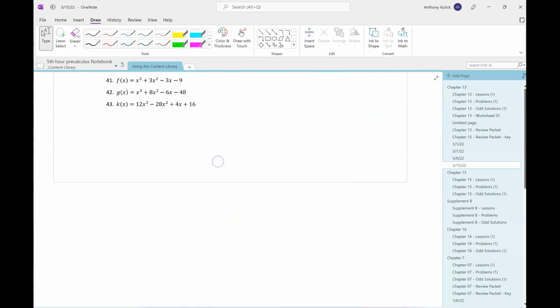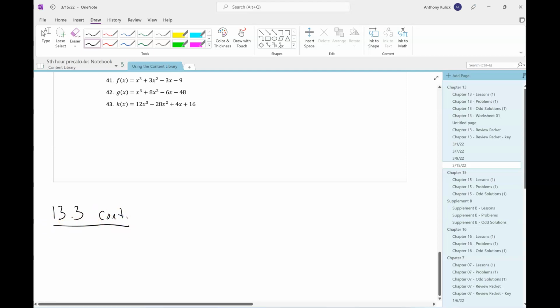So I think we had been looking at section 13.3 is where we had left off. Last time, I believe, we had been talking about using synthetic division and using the remainder theorem. We're going to kind of finish up on that topic here. So again, we're just continuing on with this.